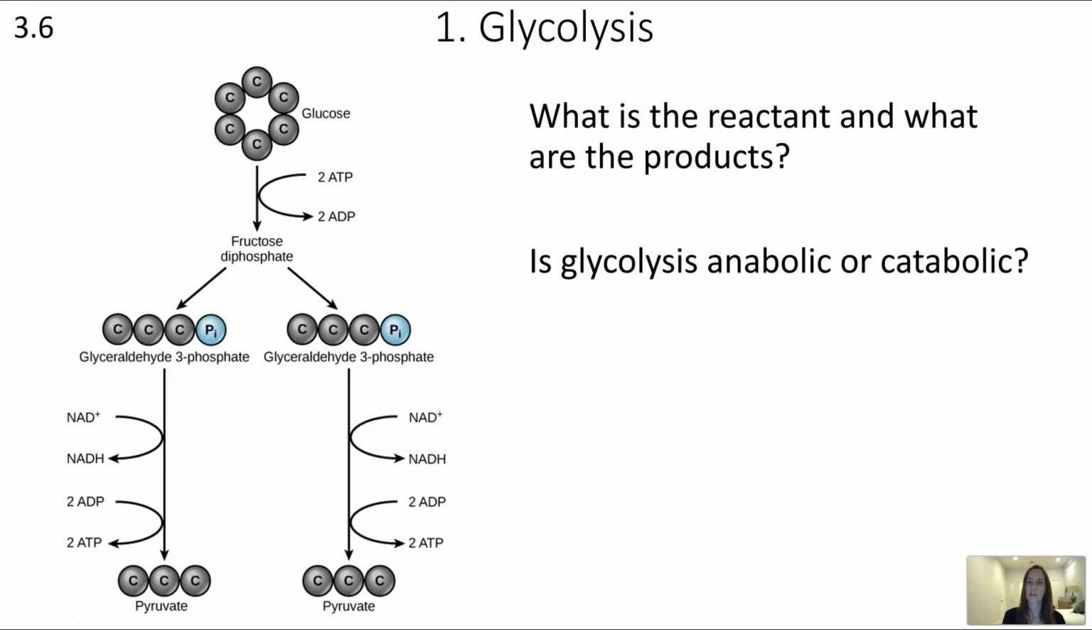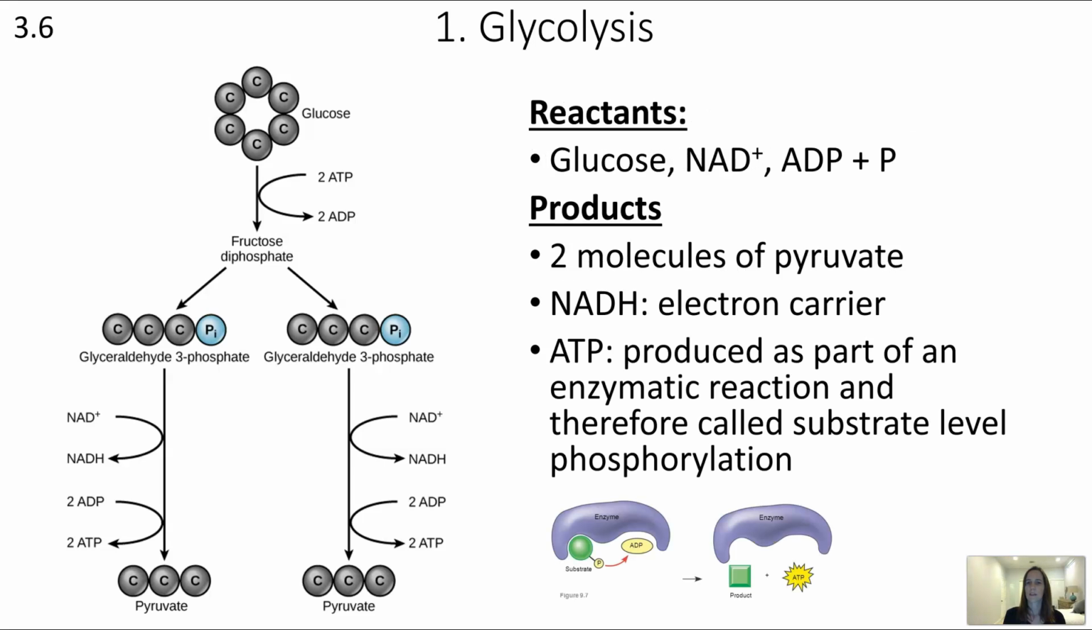Let's start by focusing on the reactants and the products, and then answer the question: is glycolysis anabolic or catabolic? So the reactants of glycolysis are glucose, NAD+, as well as ADP and a free phosphate group. What we get out of that are 2 molecules of pyruvate, NADH, and ATP. Let's take a closer look at this process.